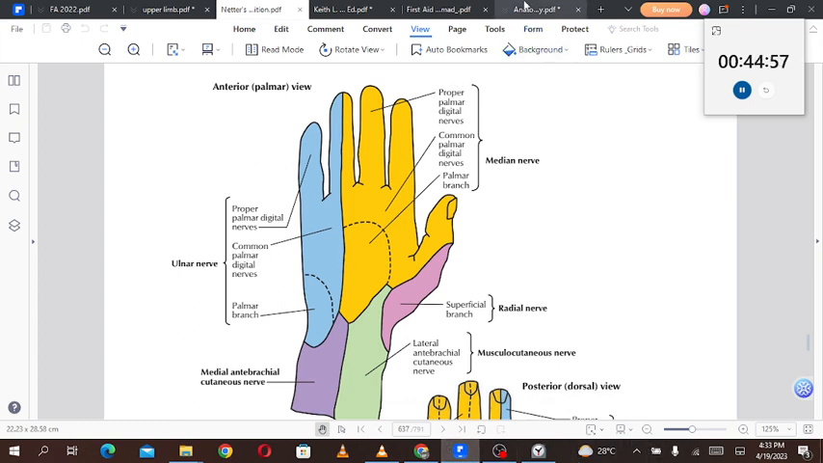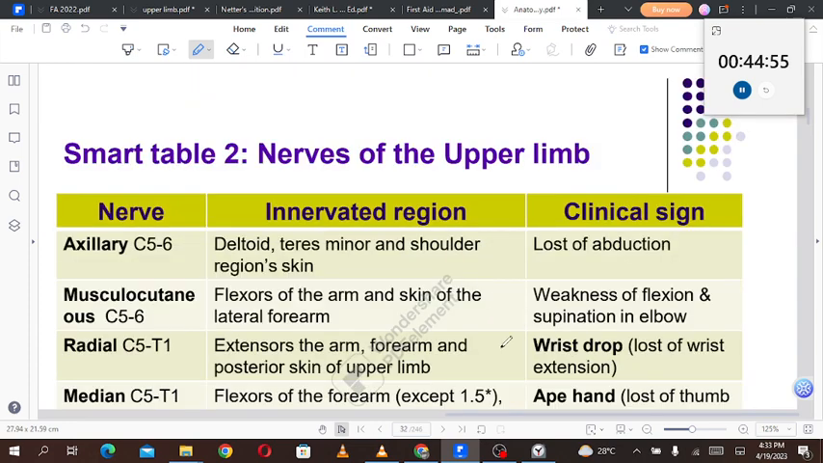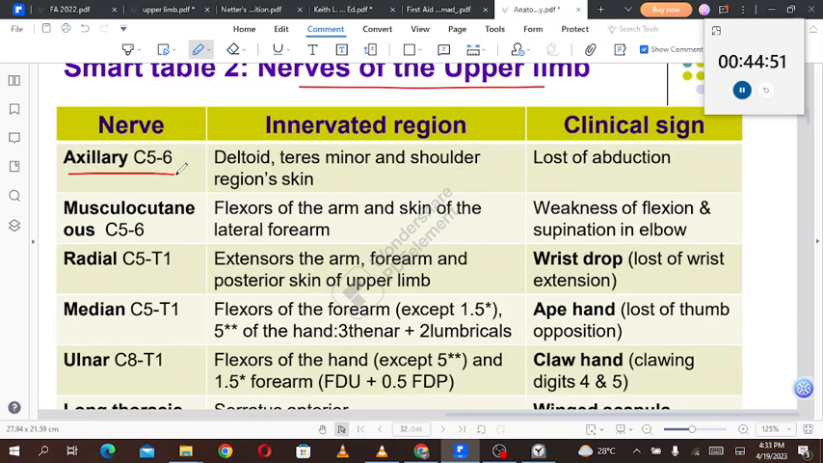Okay, coming back, now we are talking about smart table 2, that is nerves of the upper limb. So the axillary nerve, the root value is C5 and C6 as we have previously seen. Same is for the musculocutaneous nerve as well. The axillary nerve innervates the deltoid muscle, the teres minor and the shoulder region skin. The clinical sign is loss of abduction. So if there is loss of abduction, it means there is some damage to the axillary nerve.